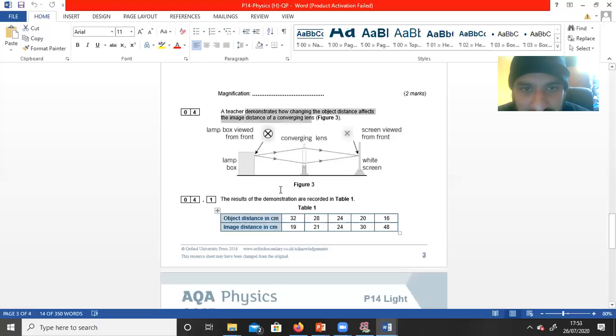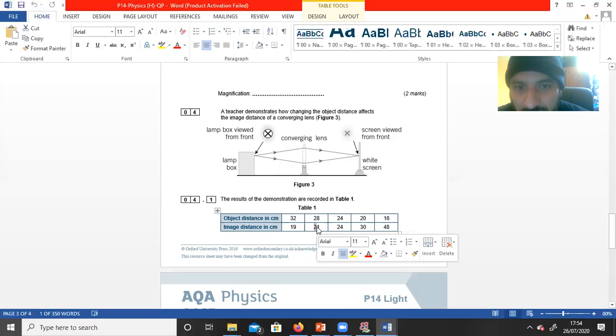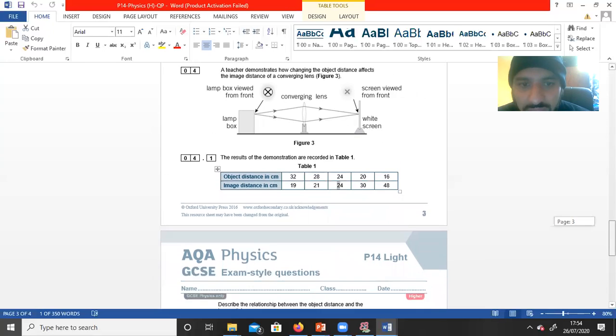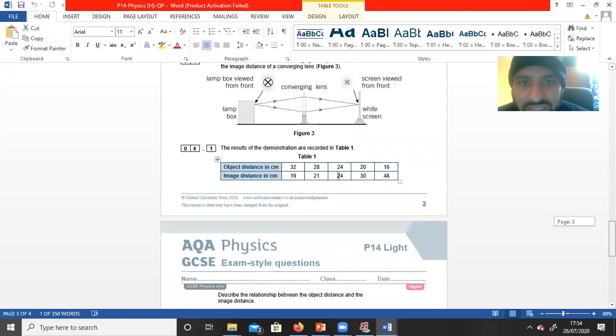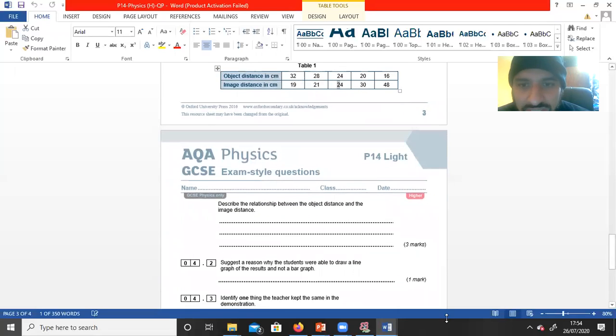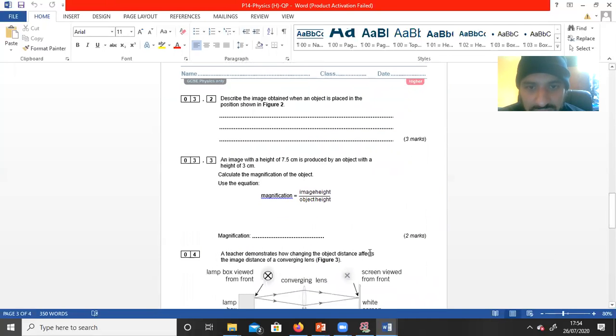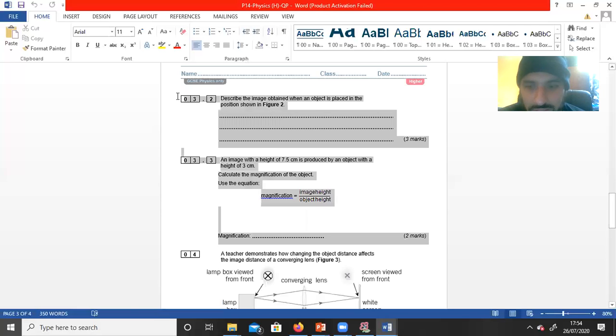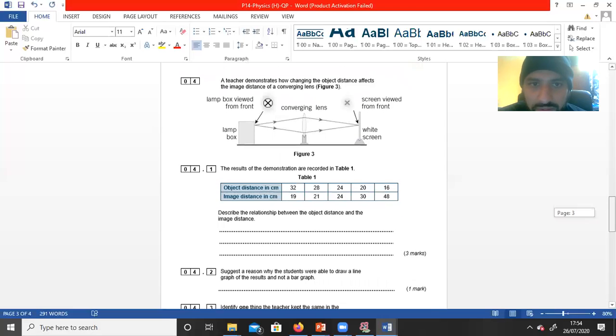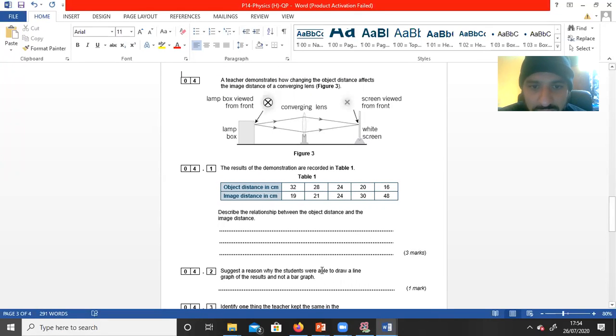So what they found was if they have an object at a distance of 32 centimeters from the lens, 28 centimeters, 24 centimeters, 20 centimeters from the lens, they find that the distance of the image from the lens is changing. So what they're asking you to do is describe the relationship between the object distance and the image distance. So I'm going to take out a bit of this extra writing and bring it all on the same page, so you guys can see exactly what's going on. Now I want you guys to try and answer 4.1, 4.2, and we'll do 4.3 in a minute. Go for it, guys.